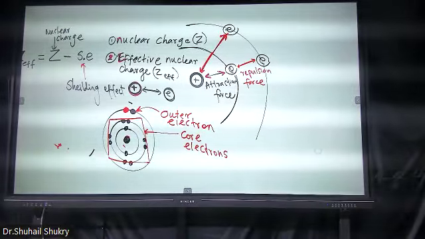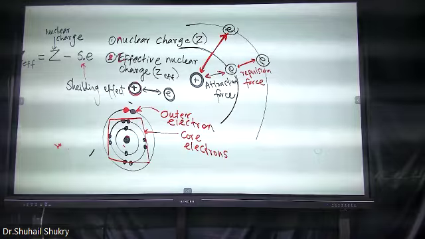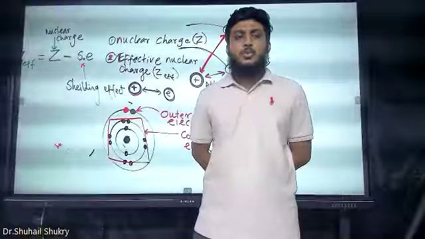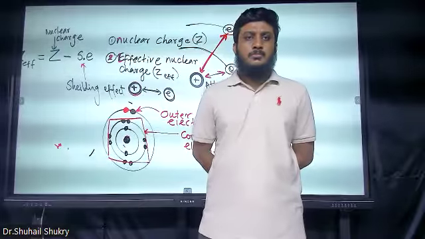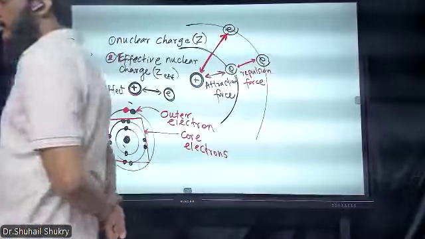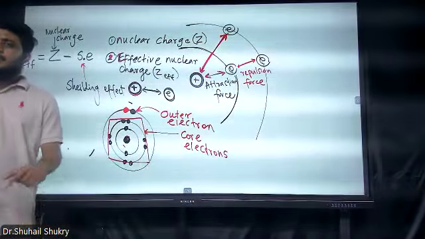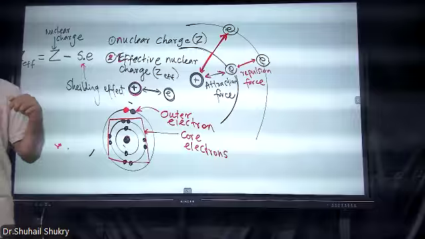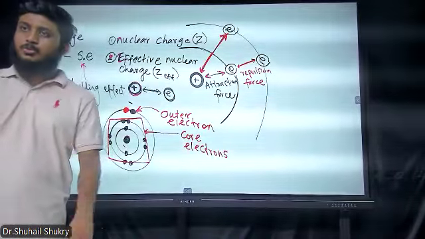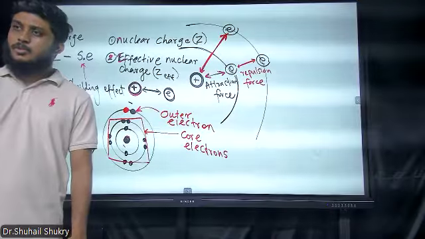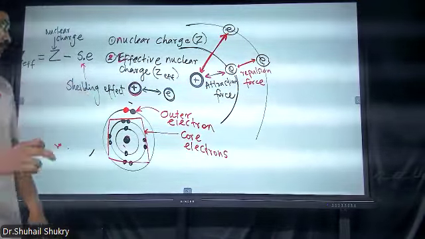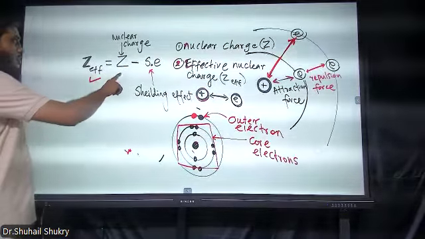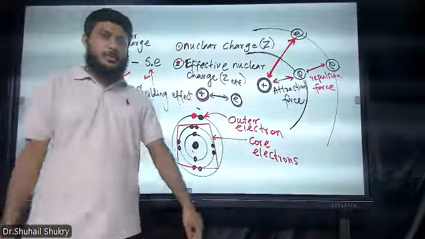Now the next one. What is next? The next one is effective nuclear charge. What is effective nuclear charge? Now I told you about effective nuclear charge. It is the net attraction force faced by the outer electron due to the effect of the co-electrons, so due to the shielding effect. That's why I said we can say that the effective nuclear charge is equal to the nuclear charge minus the shielding effect.